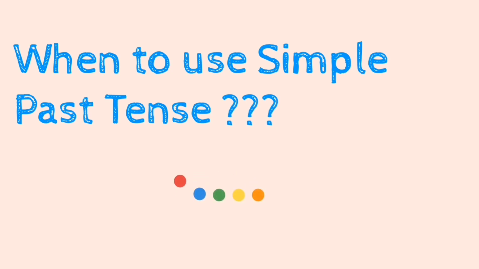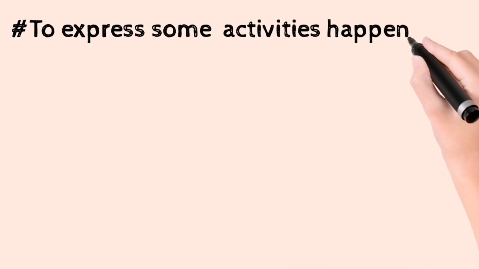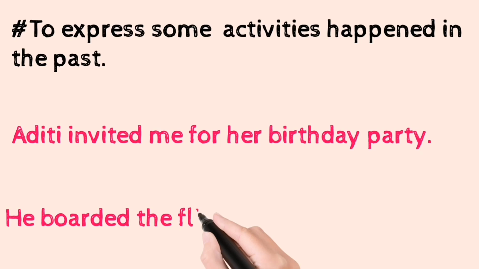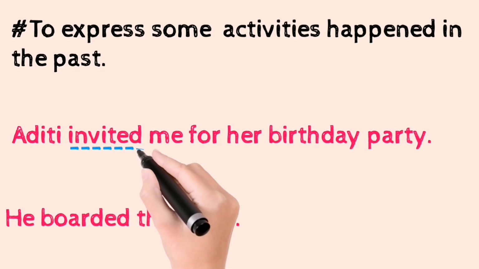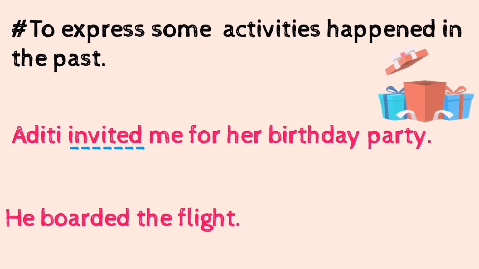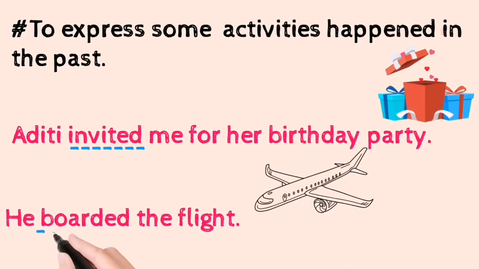Now let's check the situation where we can use simple past tense. The first one is to express some activities happened in the past. Examples are Aditi invited me for her birthday party. He boarded the flight. These two actions already happened in the past.